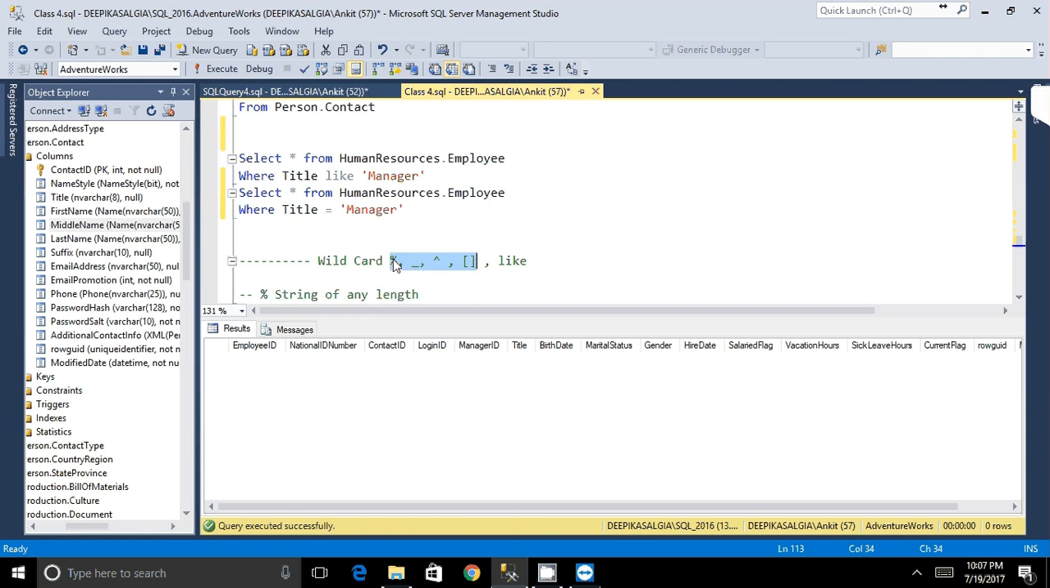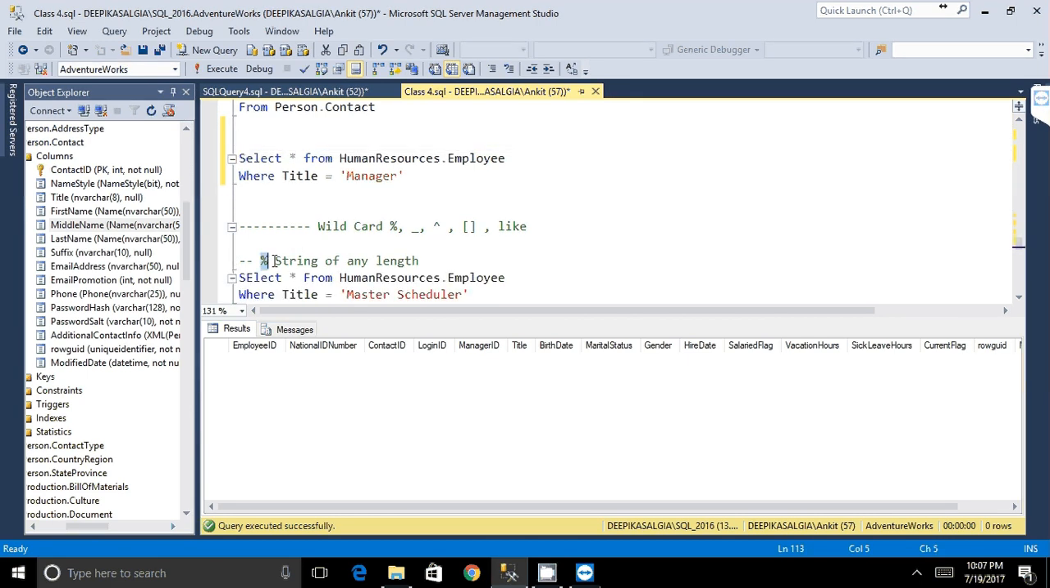Now we're going to see each of these wildcard operators. Did you understand? Like is for doing a match, but when you do a match, you have to use the wildcard operator. We're going to see each of the wildcard operators one by one. So first, start with the percent sign. The percent is for a string of any length. So any number of characters would be represented by the percent sign.